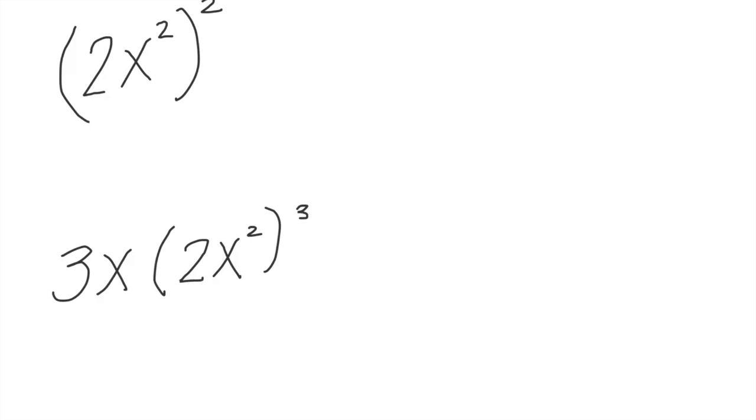All right, does anybody need more time? I just got an answer for both of them. Okay, perfect. So first one, we are squaring everything inside the parentheses. So 2 squared is 4. X squared is x to the 4th.